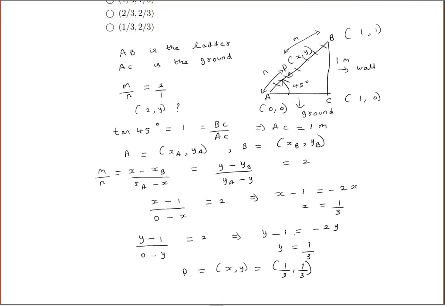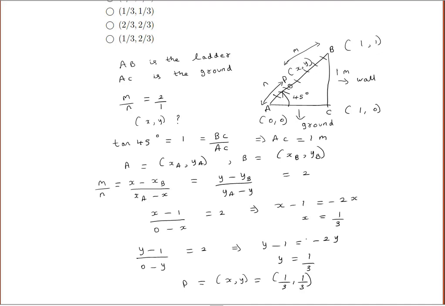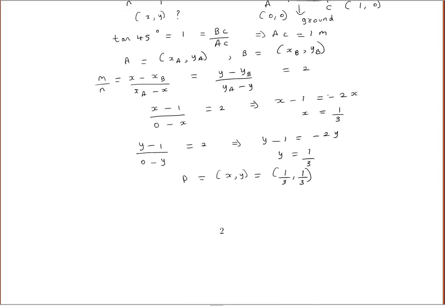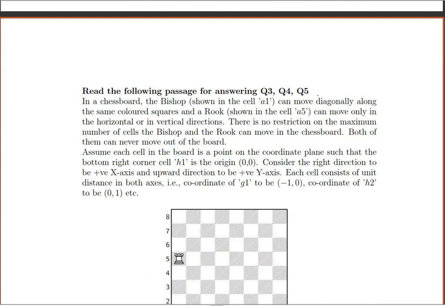Once we calculate any one of the two coordinates, we can immediately find out the other coordinate also, because this line AB has a slope equal to 1. The coordinates of the points A and B are 0, 0 and 1, 1, so the point P should also have coordinates such that the x coordinate is equal to the y coordinate. So that is about question 2.